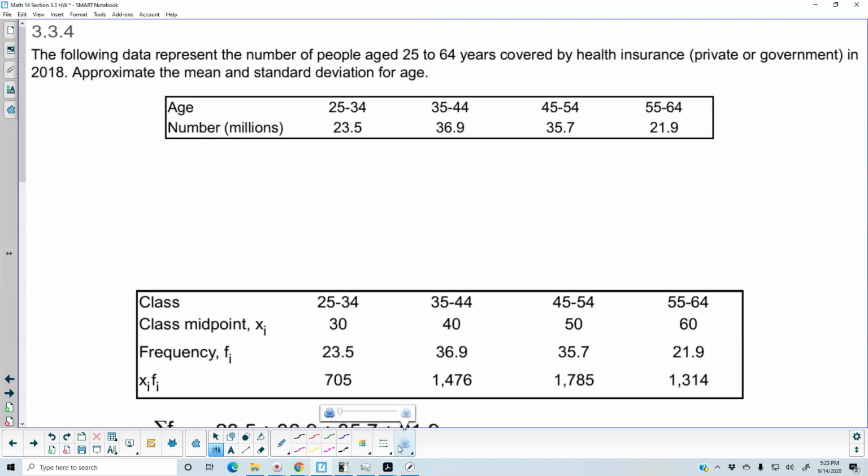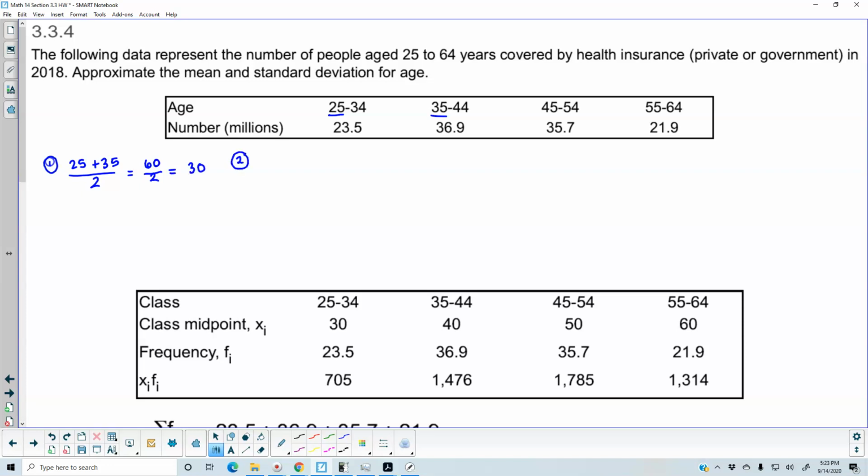So what we want to do first is figure out the class midpoints. For the class midpoints, we need to look at the lower class limits. So we're going to take 25, add 35, and then divide that by 2. When we take 25 and add 35, we get 60, and we divide that by 2, and that's going to give us 30.